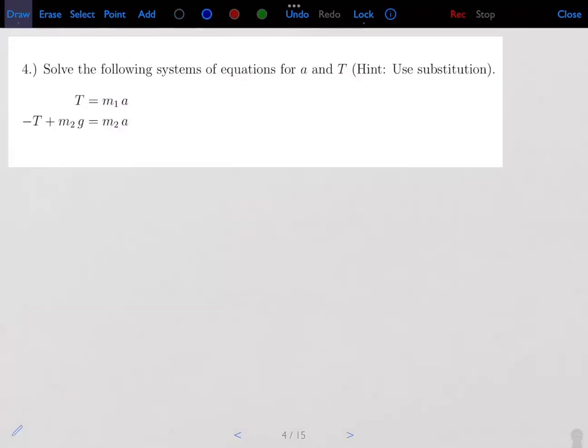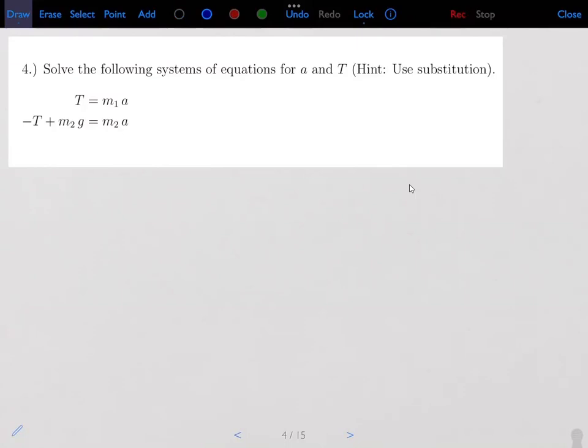Okay, here's a system of linear equations. It says, solve the following system of equations for a and t. And the hint is to use substitution. We could also use elimination. There's many ways of doing this, but substitution is probably the easiest.